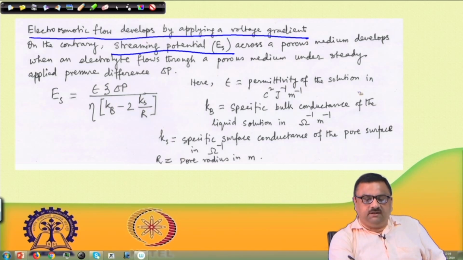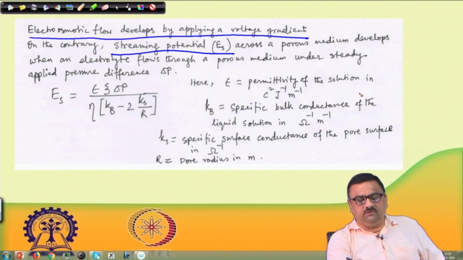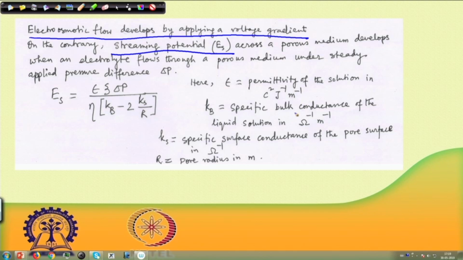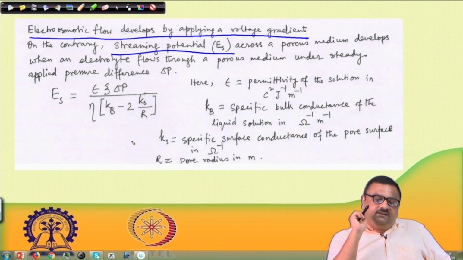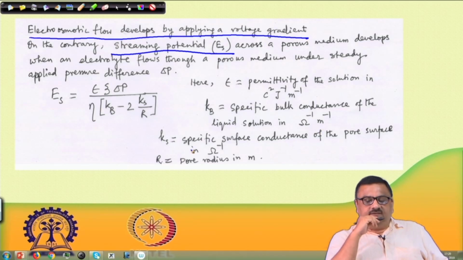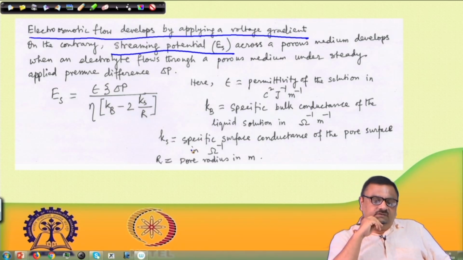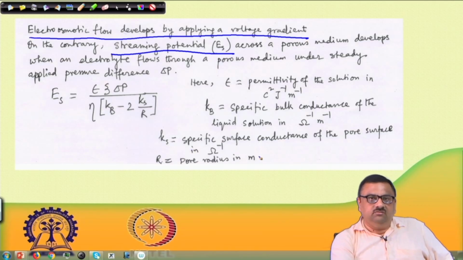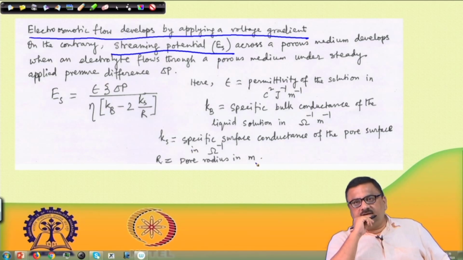So, here epsa is the permittivity of the solution that is flowing through the porous medium, whose unit is Coulomb square Joule inverse meter inverse, and Kb in this case is specific bulk conductance of the liquid solution in ohm inverse meter inverse. Ks is the specific surface conductance of the pore structure in ohm inverse, and R is equal to pore radius in meter.